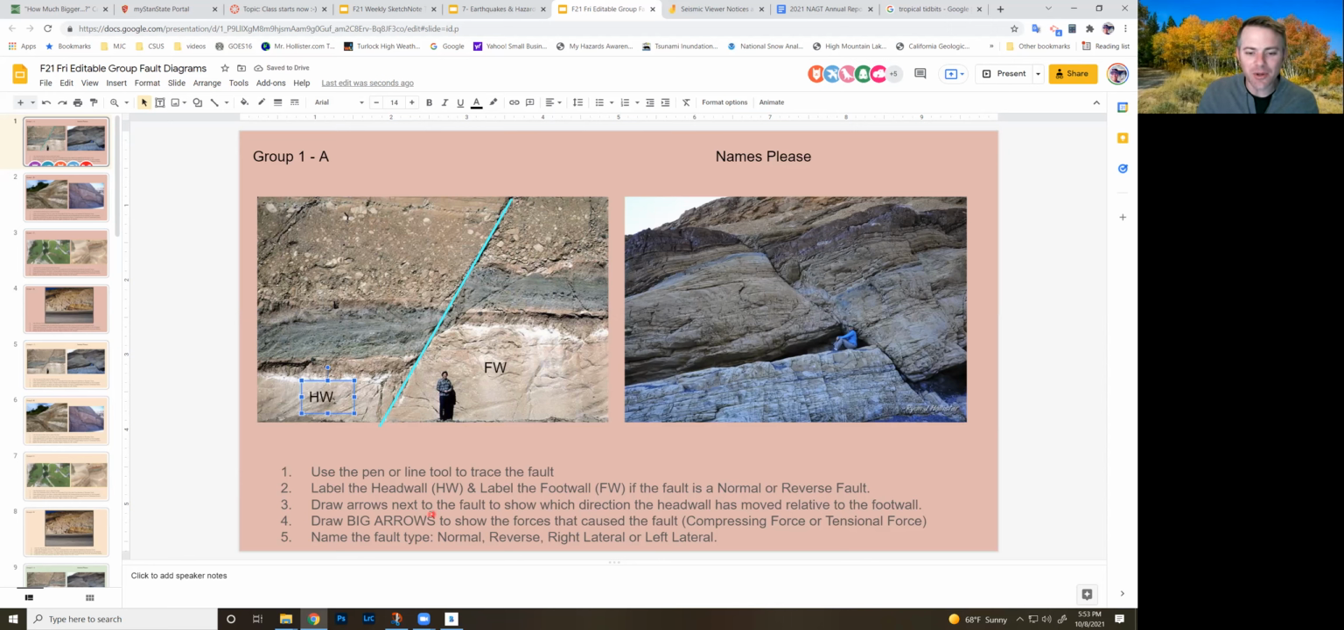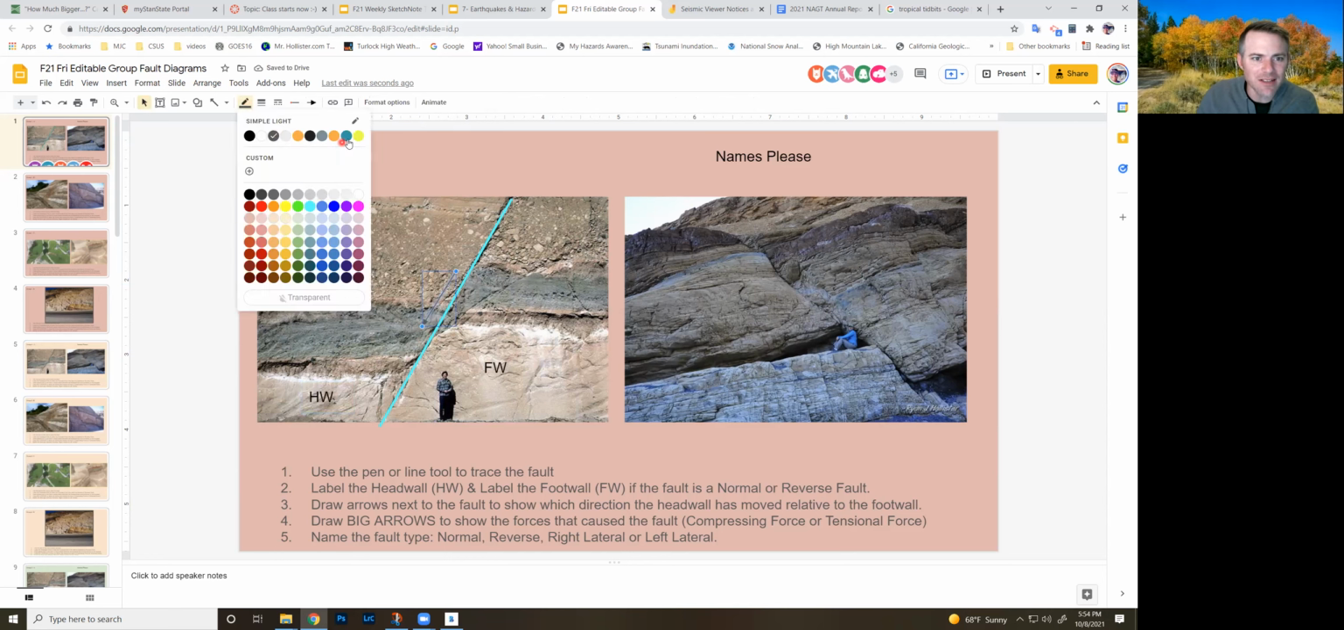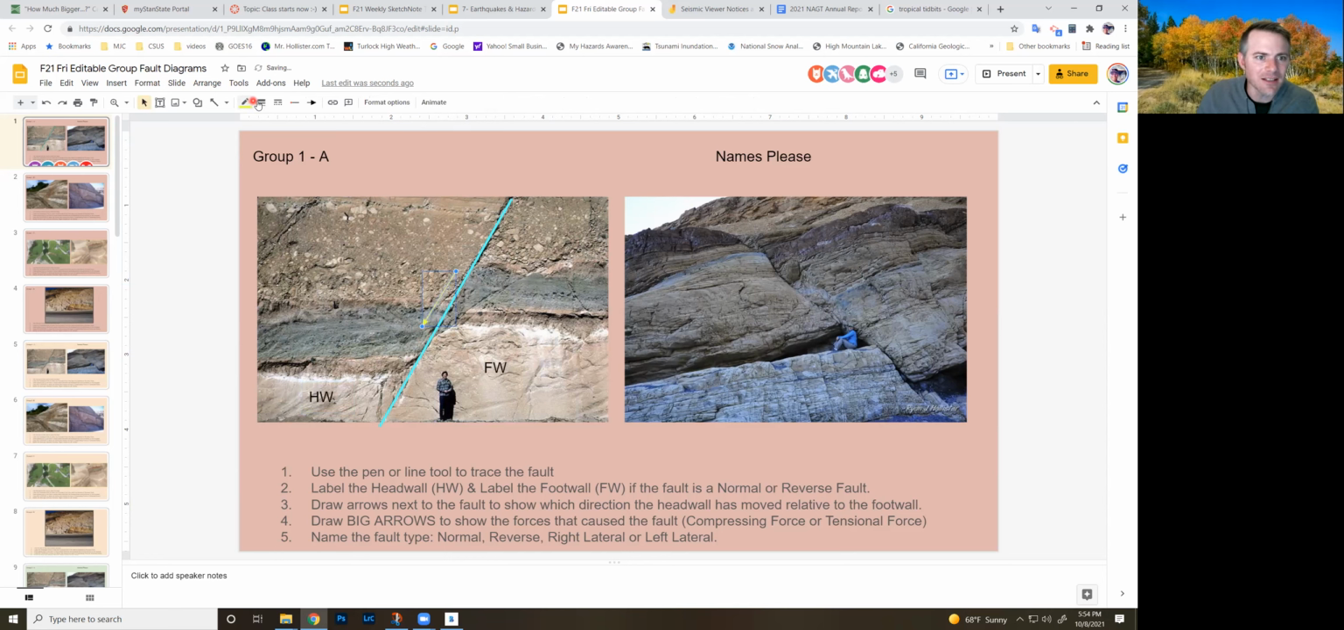Then it says draw arrows next to the fault to show which direction the head wall has moved. So just use one arrow to show which direction the head wall has moved. And in this case, if I look at this brown or gray layer of rock compared to this gray section of rock, it looks like it's moved down. And so I draw my arrow. I'm going to make it a little bit bigger so it's easier to see. And so my head wall has moved down like that.